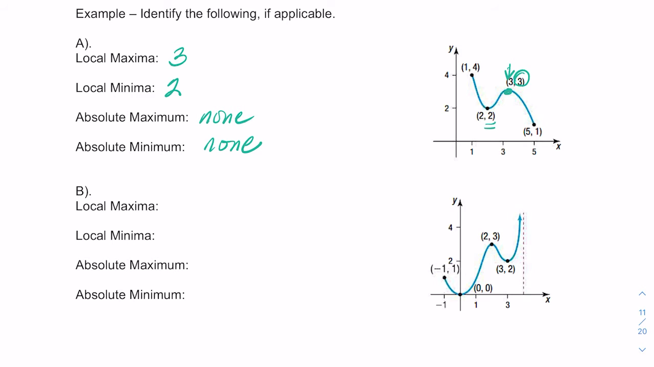For letter B, do I have any local maxes? So my highest is 3, and it occurs where x equals 2. And my local mins, I have 2. One of them's at 0, the other's at 2.